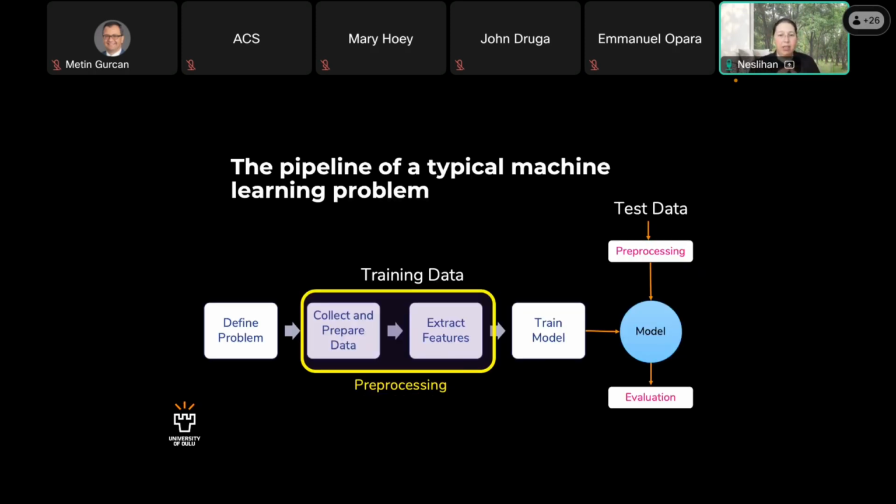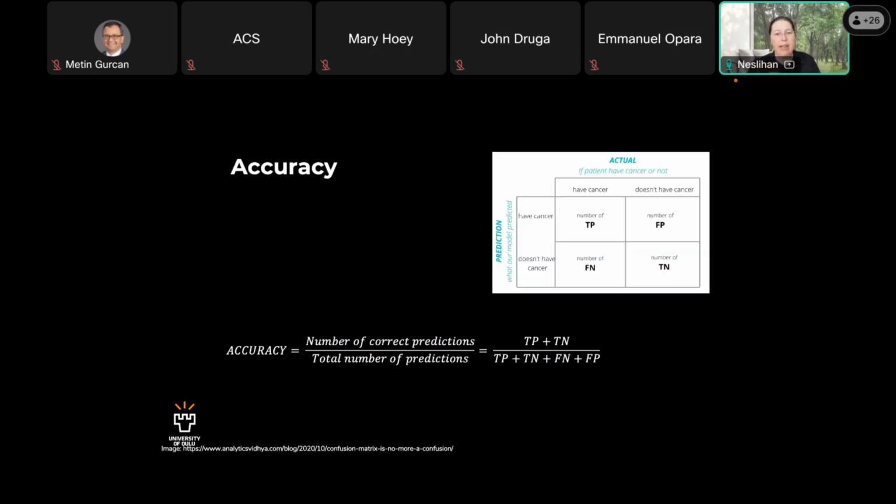Now we have seen all steps in a typical supervised machine learning pipeline. So now I would like to look into accuracy. It is the most common and intuitive measure. It simply measures how often the classifier correctly predicts. It's the ratio of the number of correct predictions to the total number of predictions.